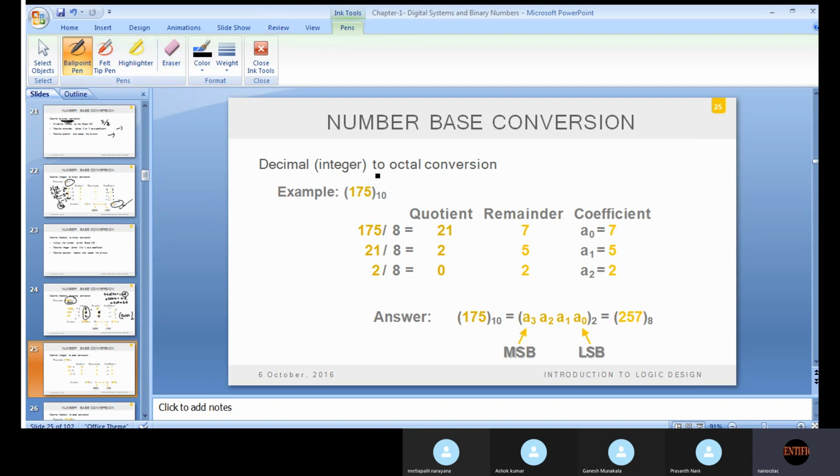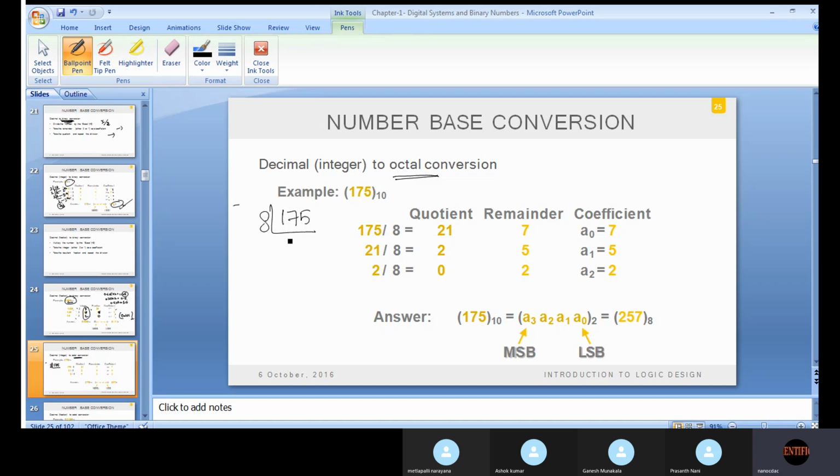Okay, so now decimal to octal conversion. Decimal means integer value. Octal, what is the base for octal? What is the base? 8. Okay, so base 8, 175.